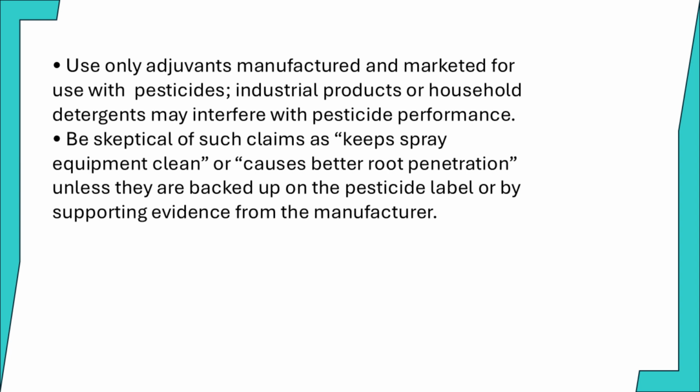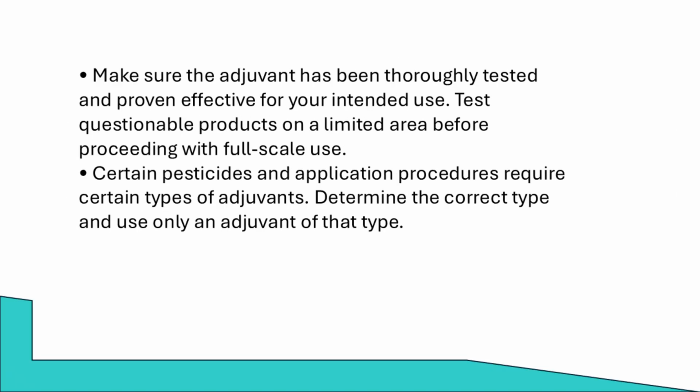Be skeptical of such claims as keep spray equipment clean or causes better root penetration, unless they are backed up on the pesticide label or by supporting evidence from the manufacturer. Make sure the adjuvant has been thoroughly tested and proven effective for your intended use. Test questionable products on a limited area before proceeding with full-scale use. Certain pesticides and application procedures require certain types of adjuvants. Determine the correct type and use only an adjuvant of that type.